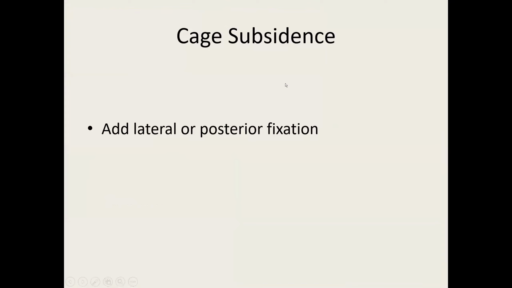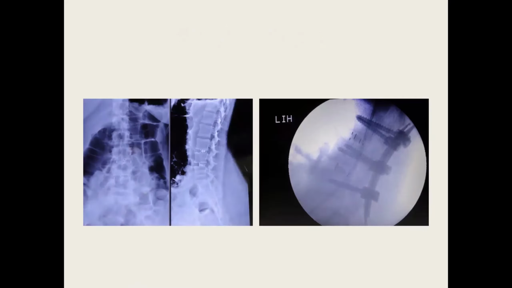The third precaution is always add lateral or posterior fixation. Many people believe in doing standalone OLIF, though it is not approved. Maybe for a single level it is fine to do a standalone, but for more than one level, always add posterior or lateral fixation, or the chances of cage subsidence are higher.